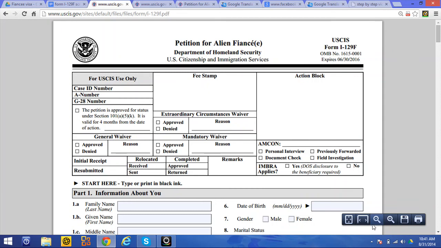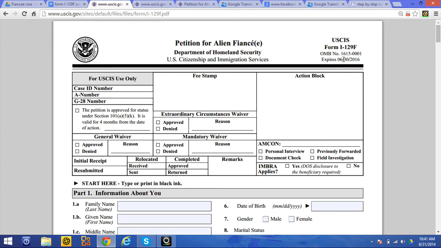So we have in front of us the form I-129F. You have to fill out this form for a K1 visa fiancé. The first step is to be sure that the form you are using is current, that the form is not expired.